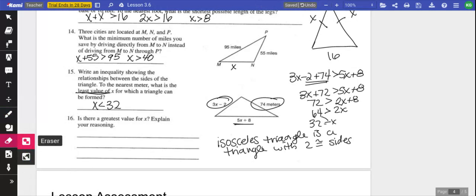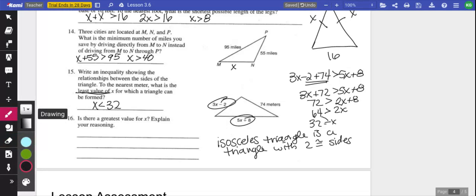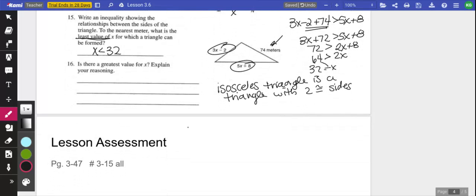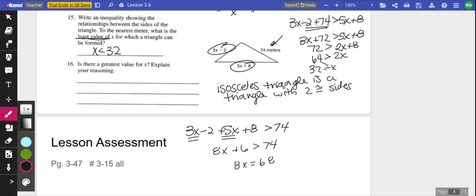Is there a greatest value for x? Explain your reasoning. Well, we could assume that this is actually the smaller two sides here, and that 74 is the largest side. So then we would set it up as 3x minus 2 plus 5x plus 8 needs to be greater than 74. So combining like terms would give me 8x plus 6 is greater than 74. Subtract 6 to get 68. 68 divided by 8 is a decimal of 8.5.